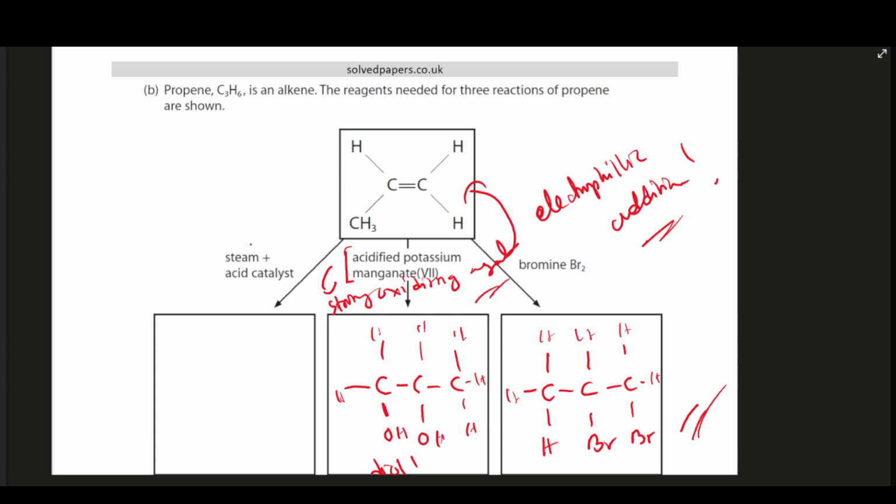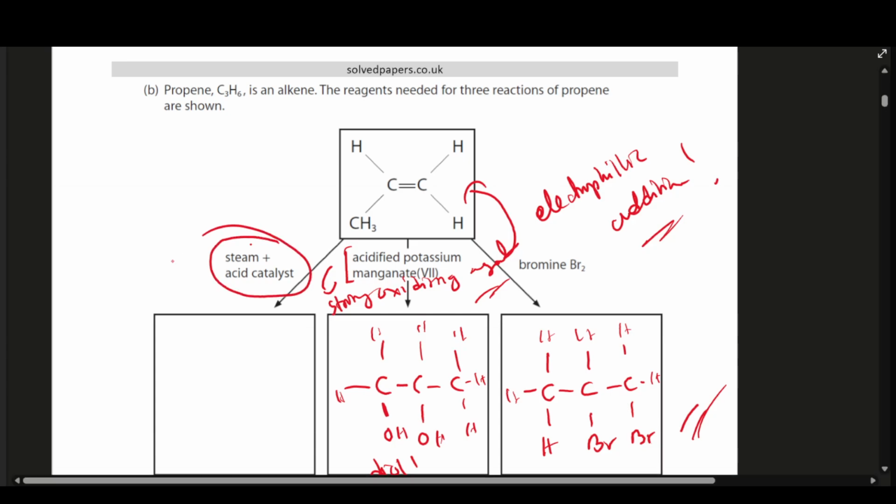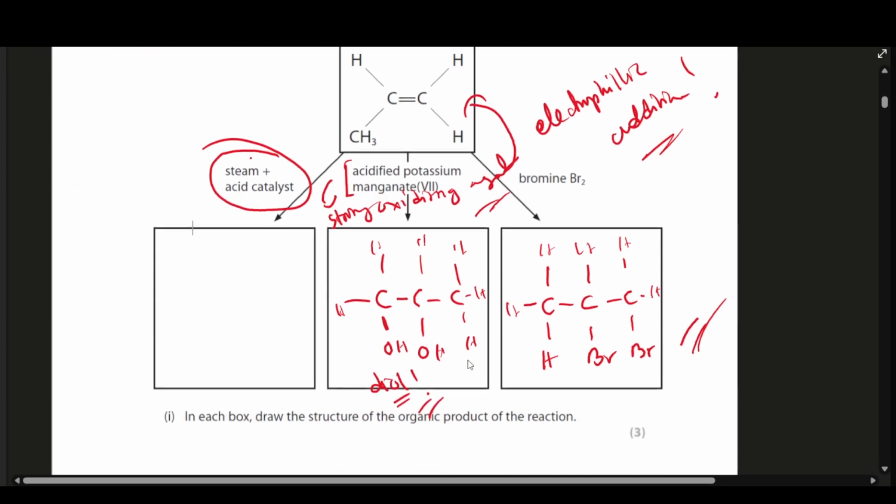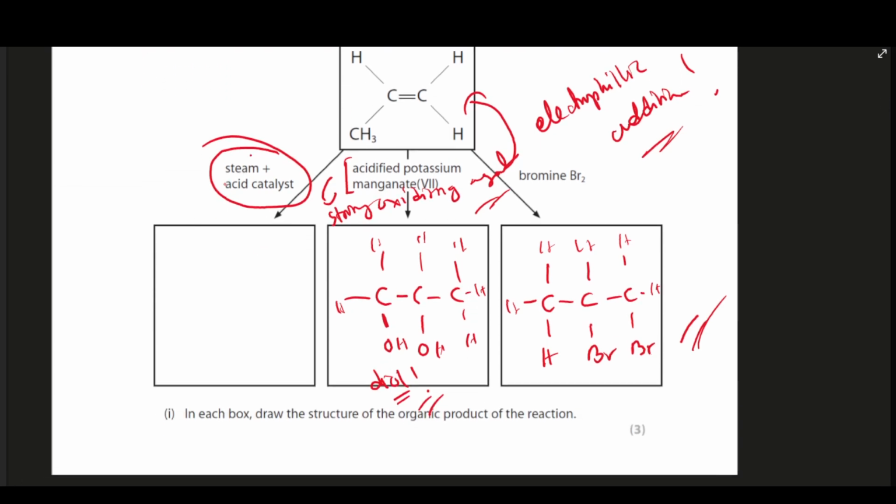And if I talk about when you pass steam along with an acid catalyst, what happens? Well, again, an alcohol is produced, but this time, obviously, steam is not an oxidizing agent. It's basically acting just as a source of OH, like for instance H2O, which means HOH.